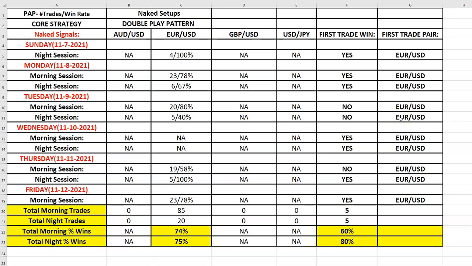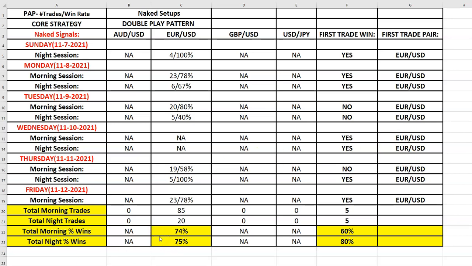And when I say first trade, that is per session. So I have one in the morning, and then I also have an evening session. So first trade for me in the morning would be after 8 a.m. and in the evening would be after 7 p.m. Central Time.